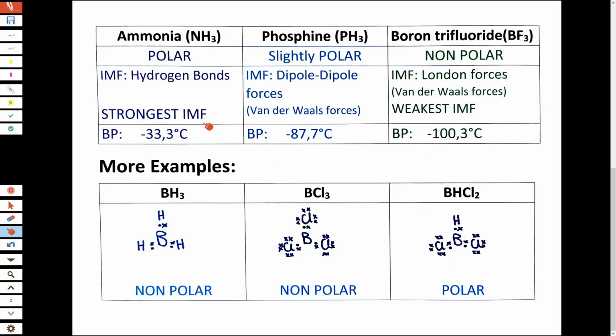So if I compare ammonia and boron trifluoride, the strongest and the weakest intermolecular force. Here, your intermolecular force, your London forces, are extremely weak. So it has a low boiling point because not much energy is needed to overcome those weak intermolecular forces. I will do more on the strength of intermolecular forces and how they affect vapor pressure and boiling points in an upcoming video.